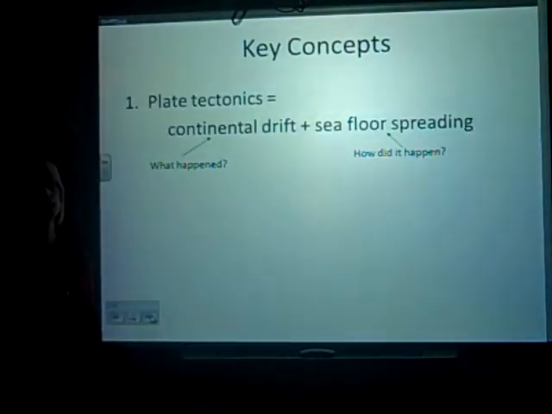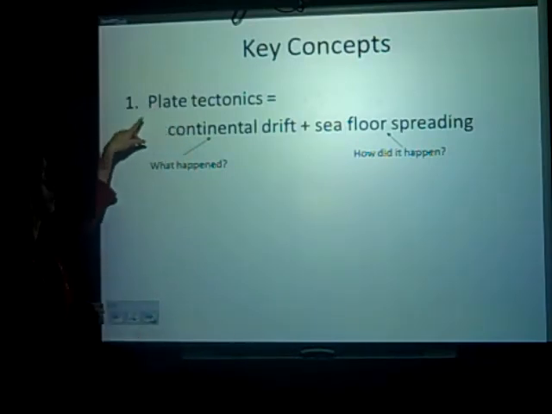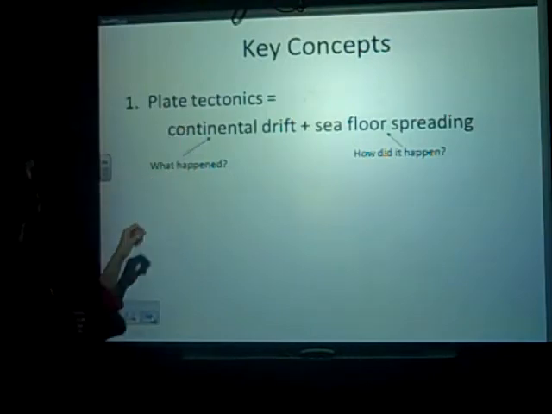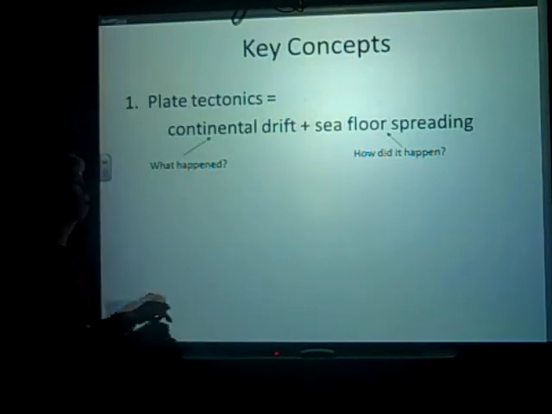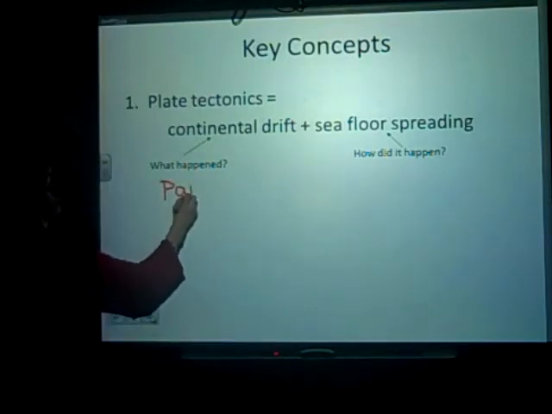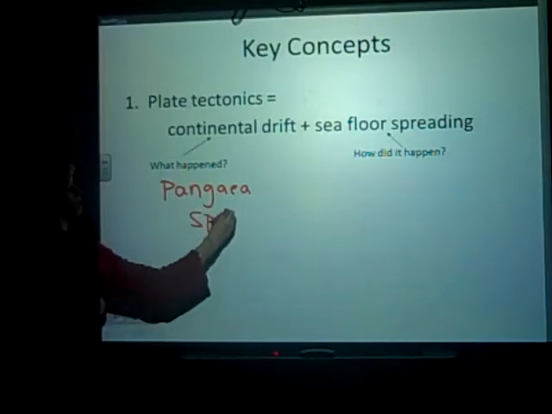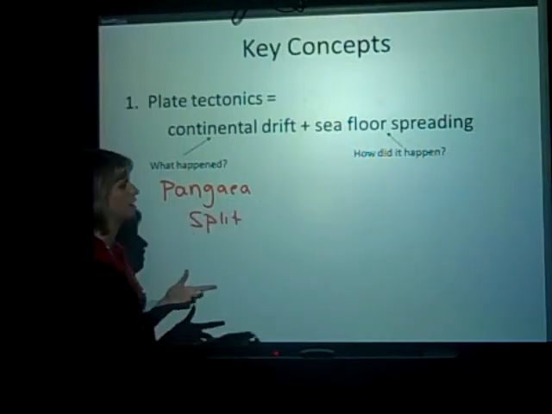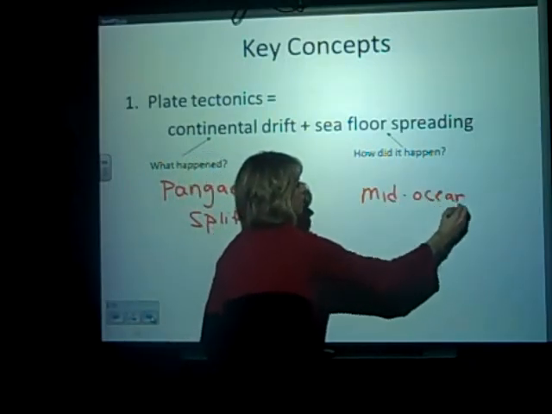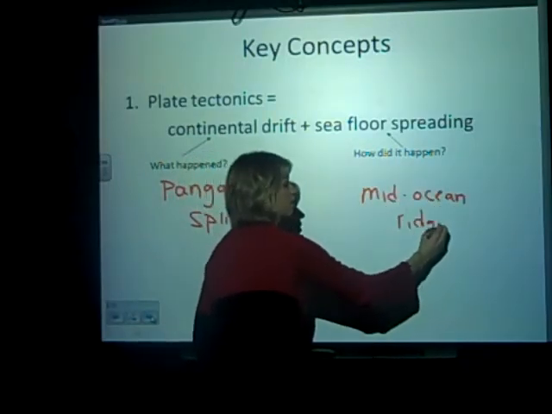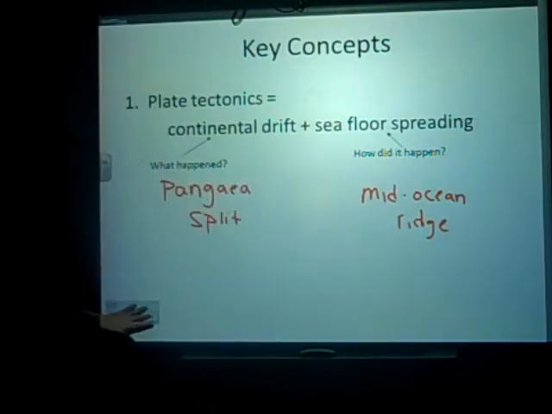Now we have a new name for this old idea. And this was something that was tough on our plate tectonics quiz. That plate tectonics is the combination of 2 ideas. Continental drift, which explains what happened, and when we say what happened, that's like saying, oh, Pangea split. But seafloor spreading is how. And that's all this business at the mid-ocean ridge, with the magma coming out, cooling into new crust, and pushing the old crust away.